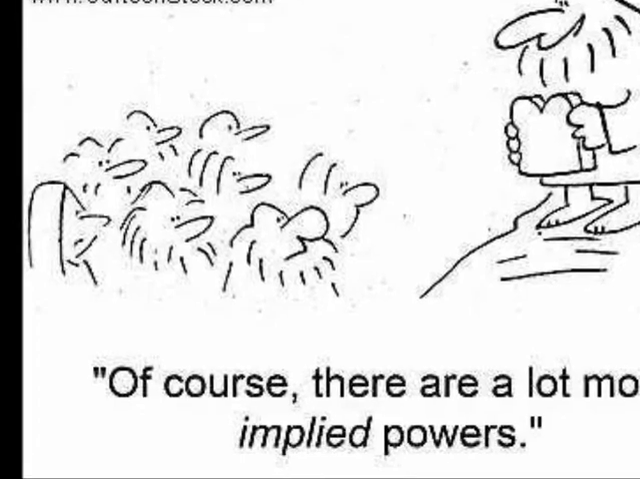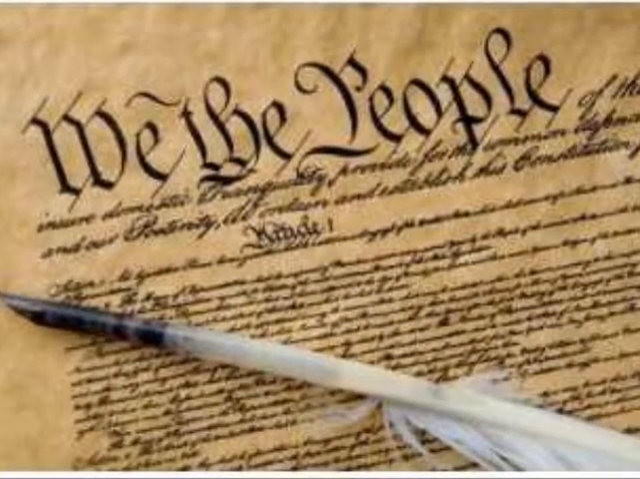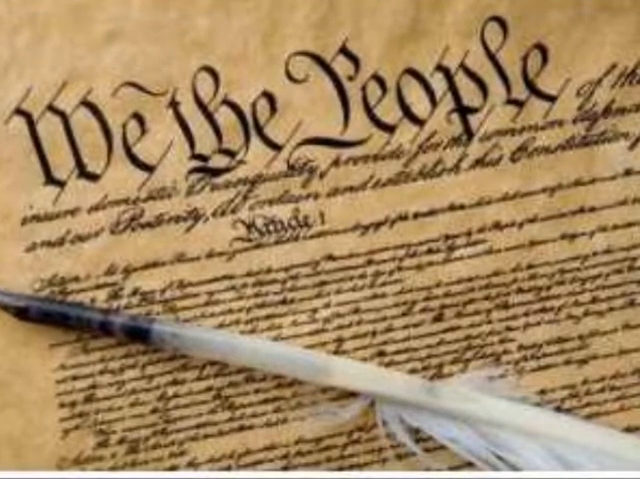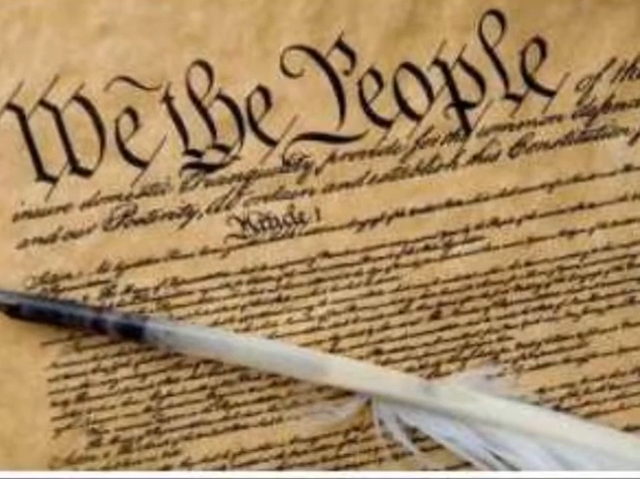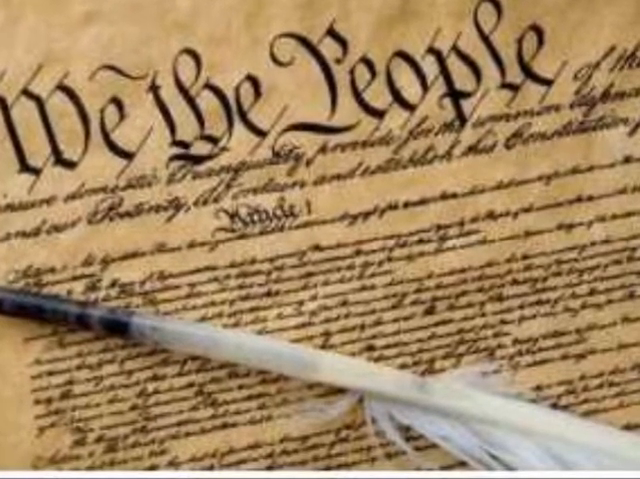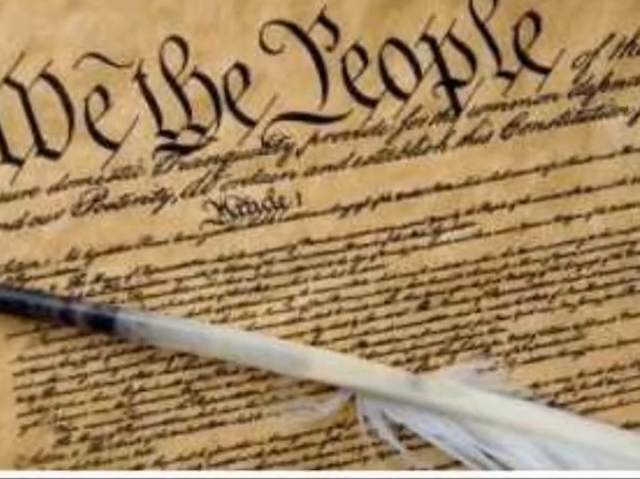The next set are non-legislative powers. There are some powers that Congress has that are not really a part of the legislative branch. So, things like this can include constitutional amendments, changing the Constitution. That power starts with Congress. It does need to be proposed by a 2/3 vote in both houses of Congress. So, getting that constitutional amendment process started is a power of Congress. It doesn't start anywhere else. It has to start with Congress.